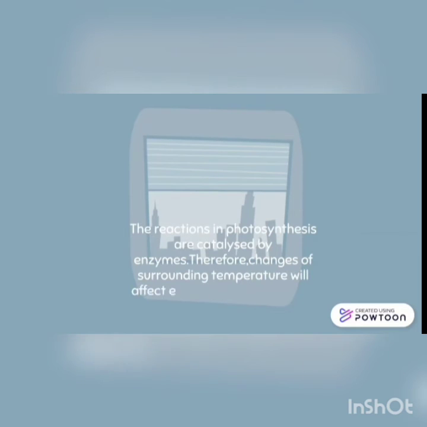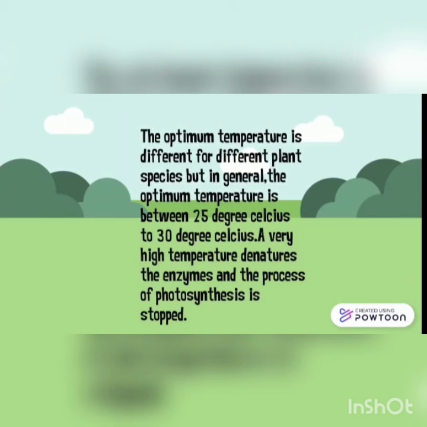The reactions in photosynthesis are catalyzed by enzymes. Therefore, changes of surrounding temperature will affect enzyme activity and also the rate of photosynthesis. The optimum temperature is different for different plant species, but in general, the optimum temperature is between 25 degrees Celsius to 30 degrees Celsius. A very high temperature denatures the enzymes.